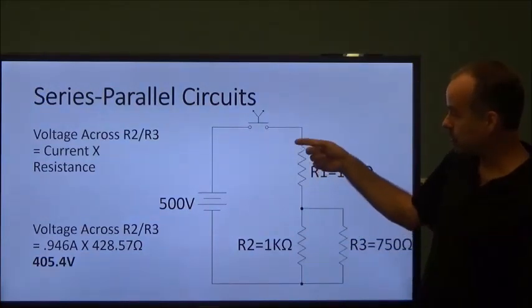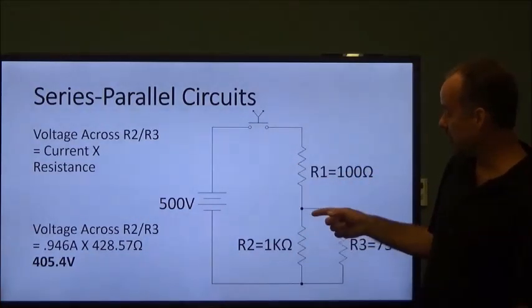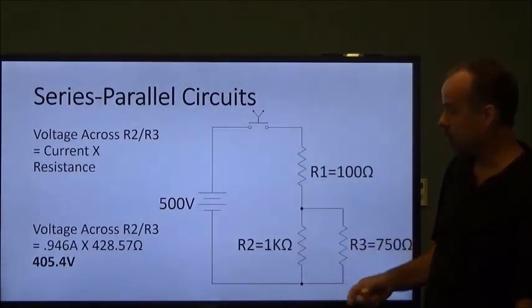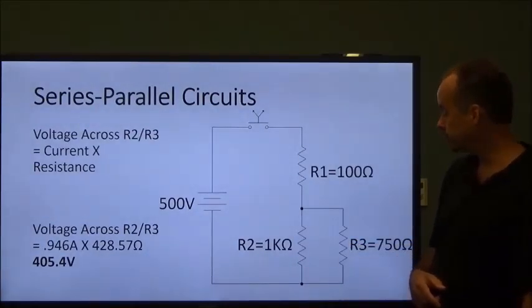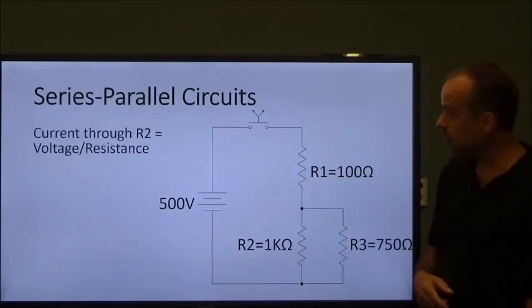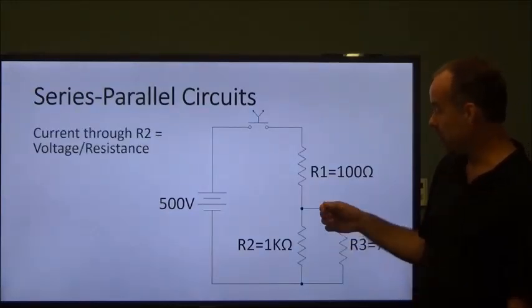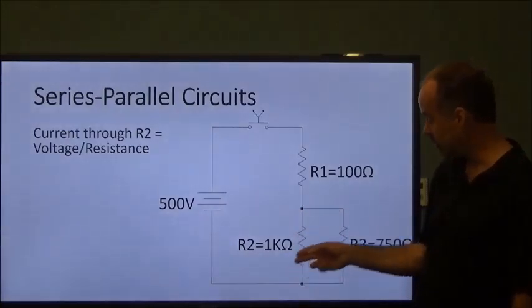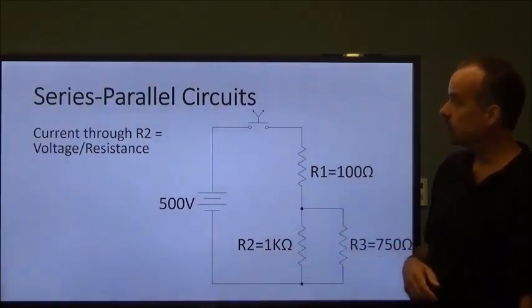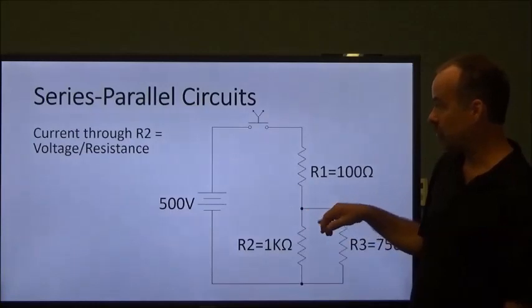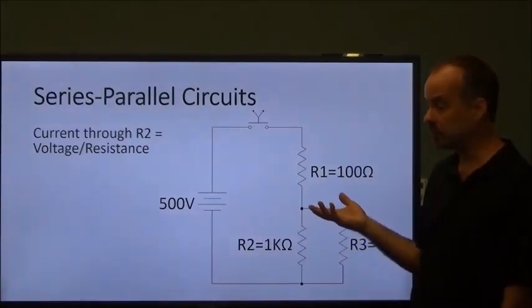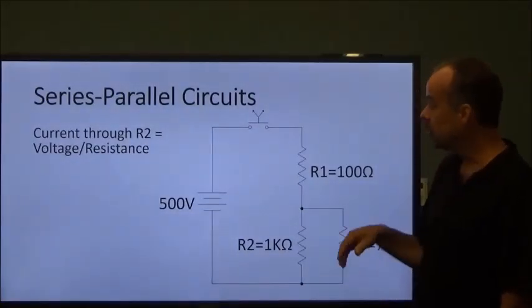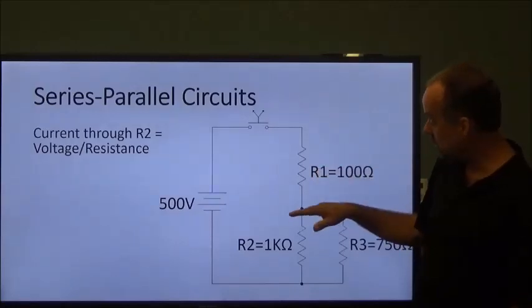So at this point, I'm dropping 94.6 volts, and from here I'm dropping 405.4 volts. So now we know the voltage at this point, and now we can determine the current through each resistor. Our voltage we determined was 405.4 volts at this point.